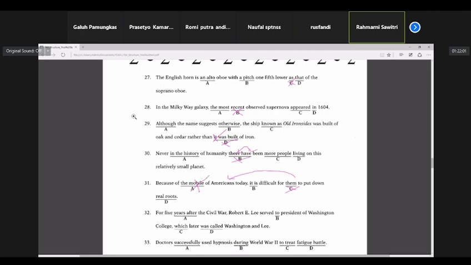And then number 31. Number 31 we have Muhammad Fabian.